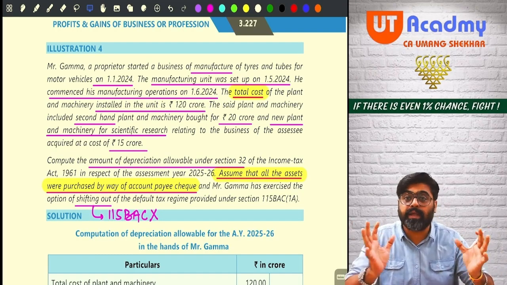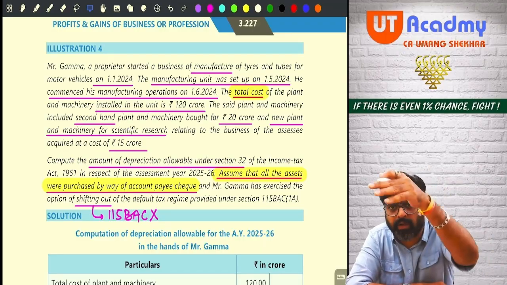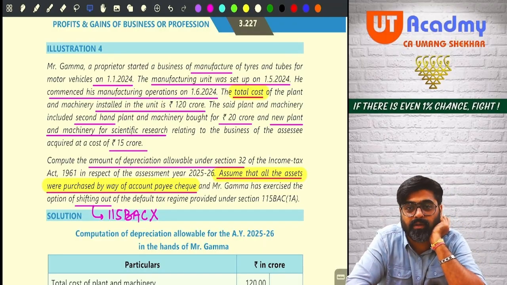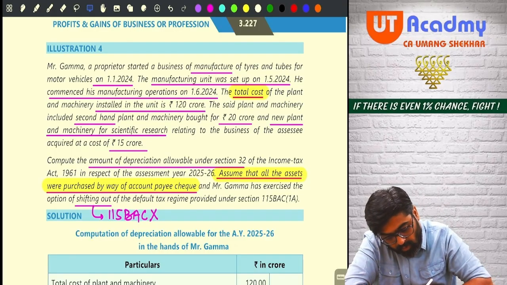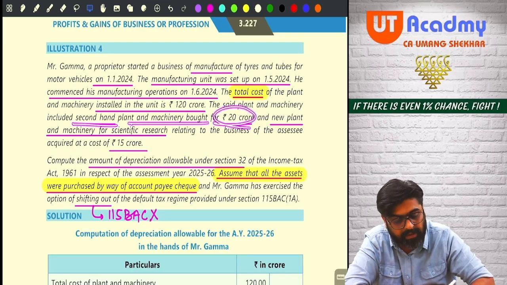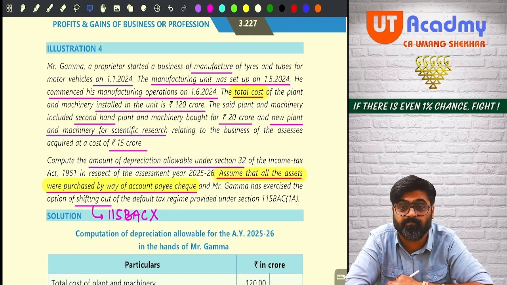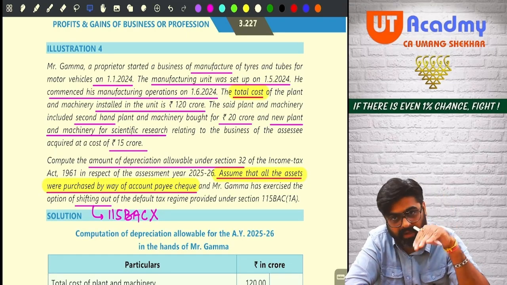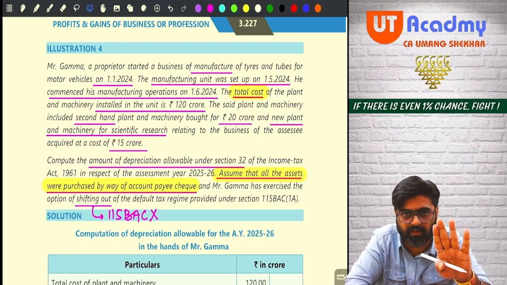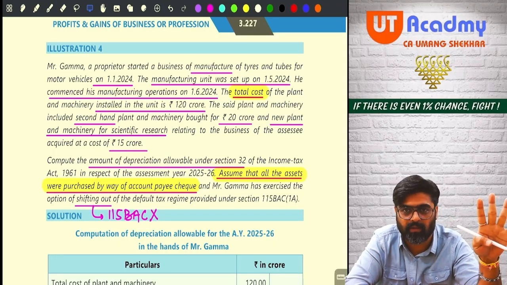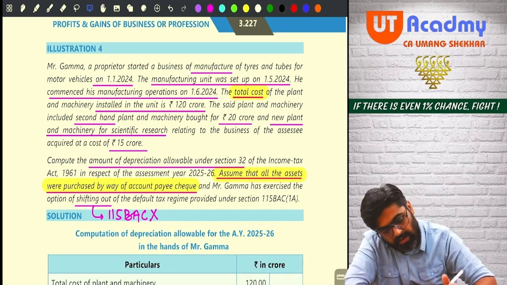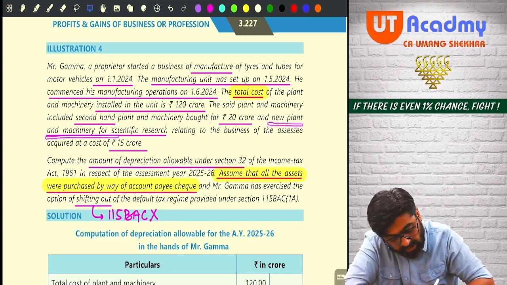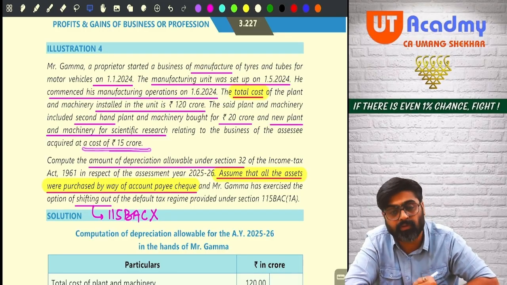Meaning 120 crores worth of plant and machinery you have installed in this manufacturing plant. The said plant and machinery included second-hand plant and machinery bought for 20 crores. Second-hand plant and machinery used for business only, no? You are going to get normal depreciation, but additional depreciation will not be available. Getting my point? And new plant and machinery for scientific research acquired at a cost of 15.